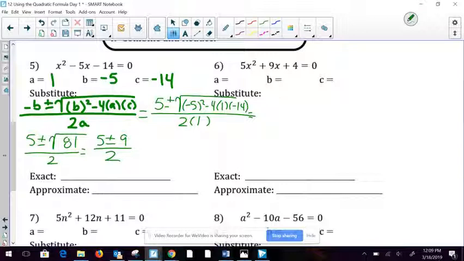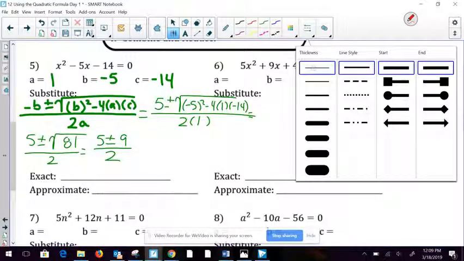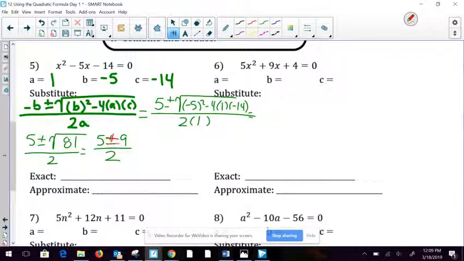Now, do you see how I have that plus or minus sign? I'm going to write that in red to kind of draw attention to it. This plus or minus, that's where my 2 equations come from. So I have my 5 plus 9 over 2, and I have my 5 minus 9 over 2. That's the plus or minus.